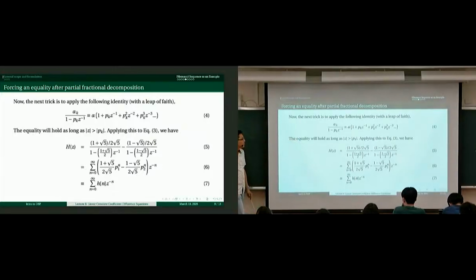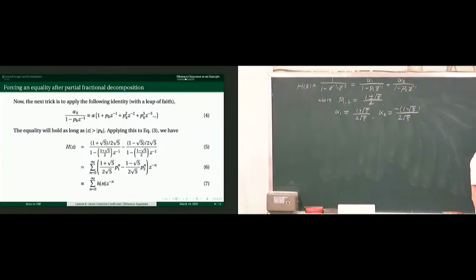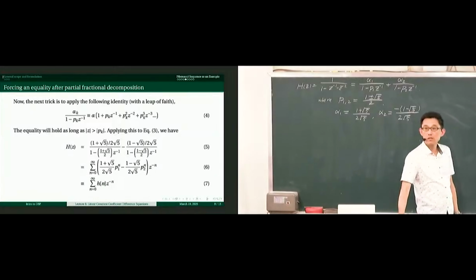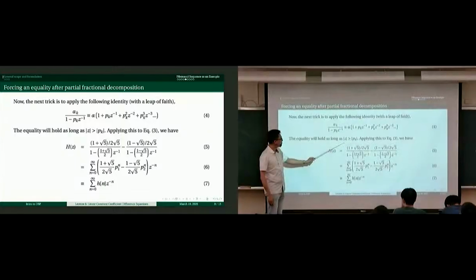Why could this be true? That's because as long as this factor has an absolute value less than 1, the identity holds. So this identity holds under a certain condition. It holds if and only if the absolute value of z is greater than this p right here.